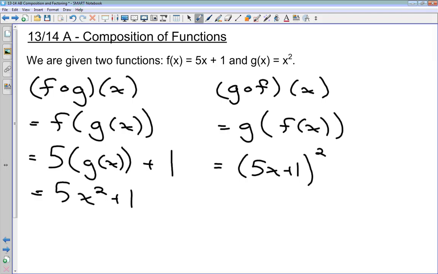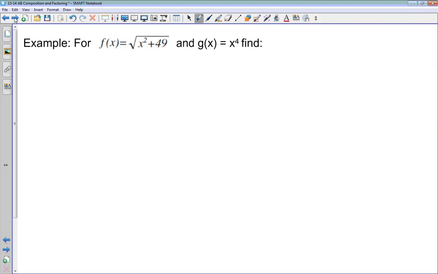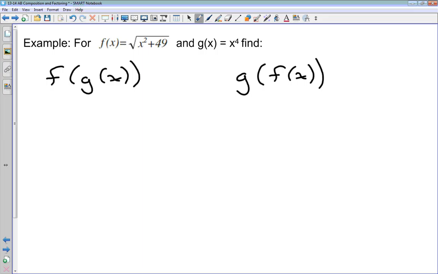So let's just do one more example here of composition. Let's say our functions are f of x equals the square root of x squared plus 49, and g of x is equal to x to the power of 4. Let's find f of g of x and g of f of x. So what is f of g of x going to be? Who wants to take a shot at this one?